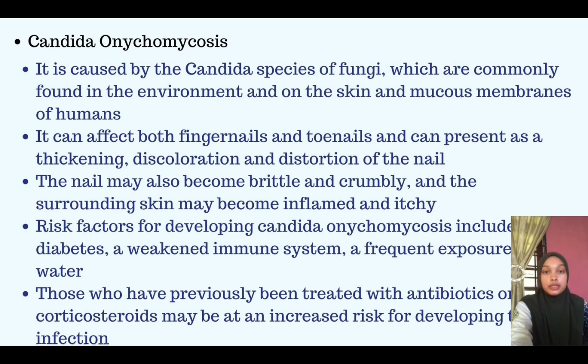The third type of fungal nail infection is Candida onychomycosis. Candida onychomycosis is caused by the Candida species of fungi, which are commonly found in the environment and on the skin and mucous membranes of humans. It can affect both fingernails and toenails and can present as a thickening, discoloration, and distortion of the nail. The nail may also become brittle and crumbly, and the surrounding skin may become inflamed and itchy.